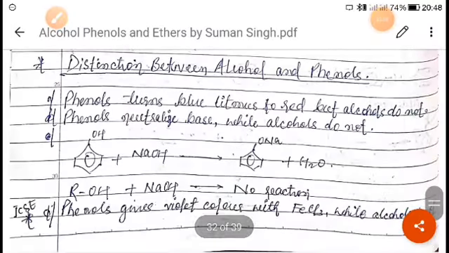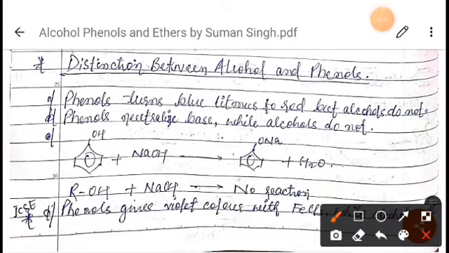Now next is distinguishing between alcohol and phenol. That means what is the difference between alcohol and phenol? So we all know that phenol turns blue litmus to red.